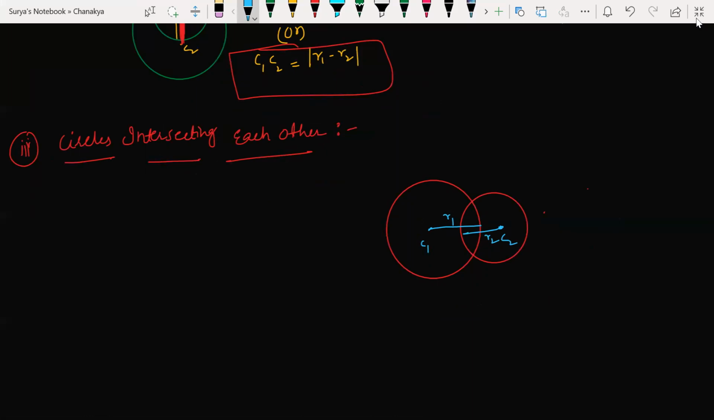Sir, 2. Very good. So the upper and lower one. Above and below, we can draw two common tangents.